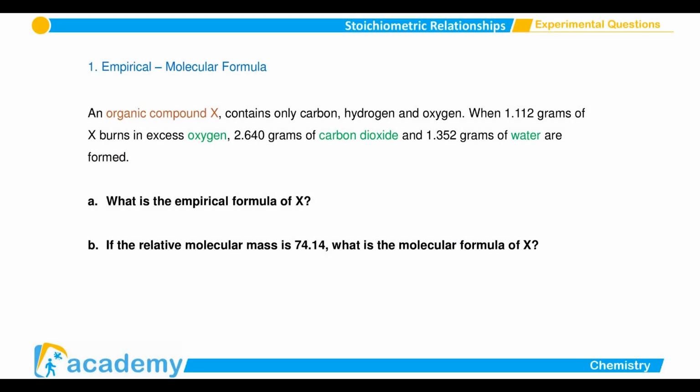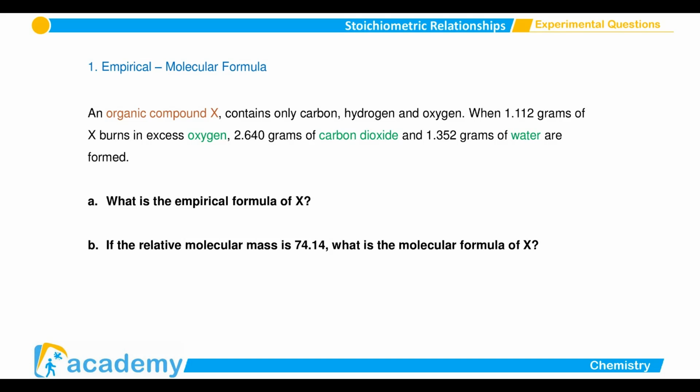Hello everyone. Today we will solve an experimental type of question, which is the empirical and molecular formula in the stoichiometric relationships chapter. And we will try to determine the empirical and molecular formula of an organic compound X by using the masses of X, carbon dioxide and water in a combustion reaction.